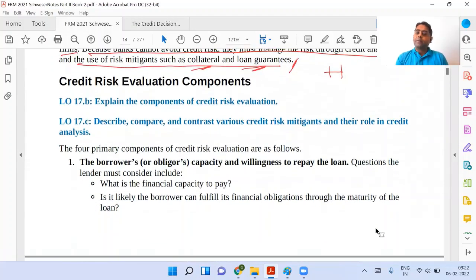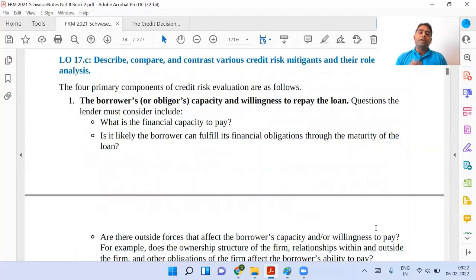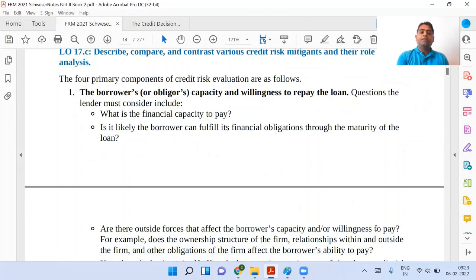Now the credit risk evaluation component, which primarily means whenever I want to assess somebody, how do I assess it? There are certain questions which they have identified. There are four primary components. The first one, capacity and willingness to repay the loan. This was the first point that I said, ability and willingness to repay the loan.